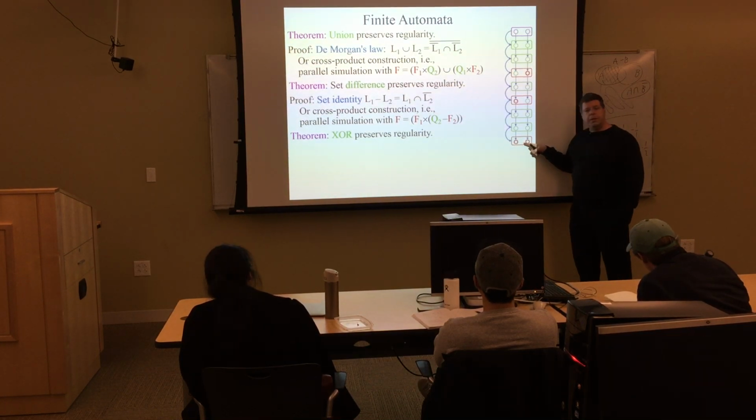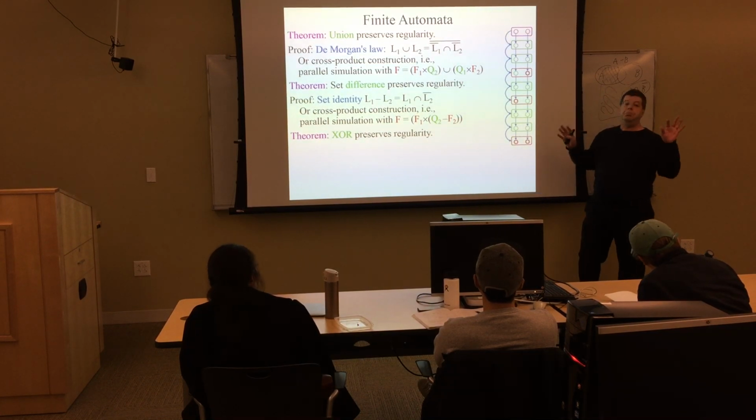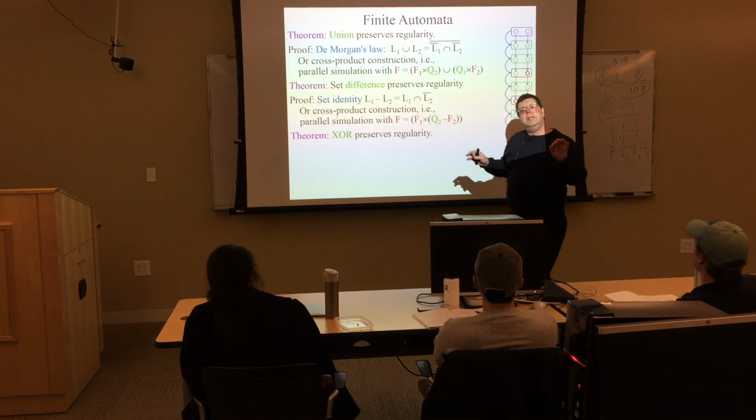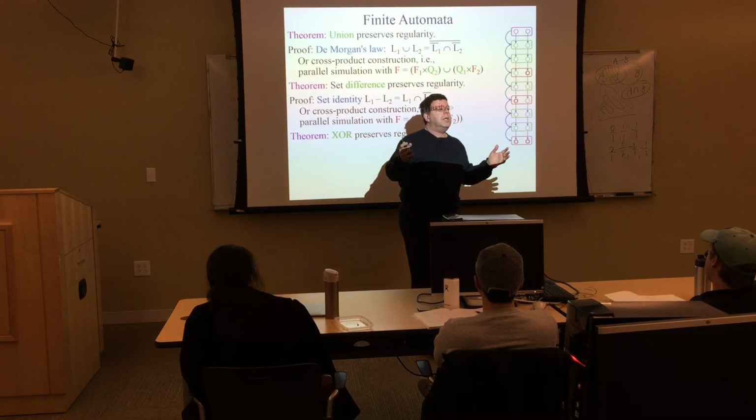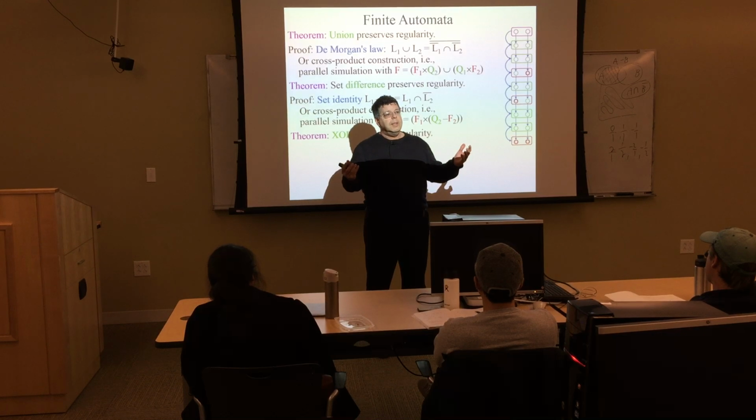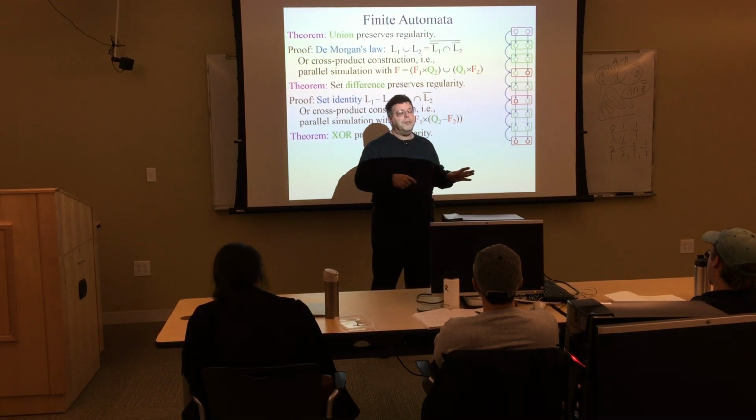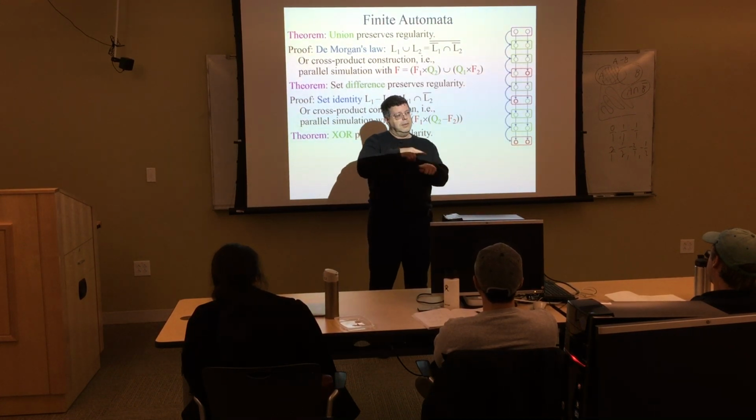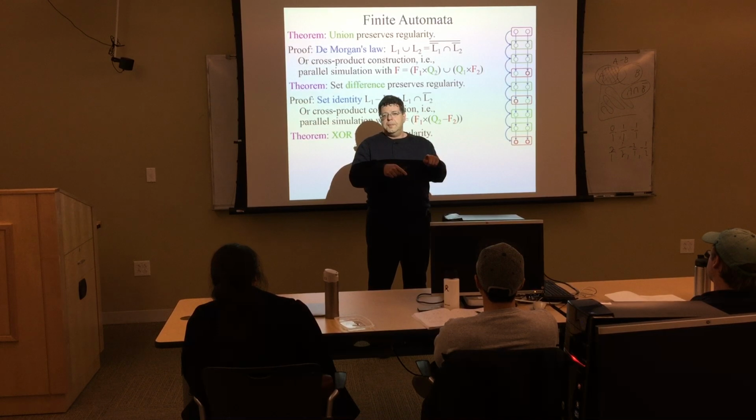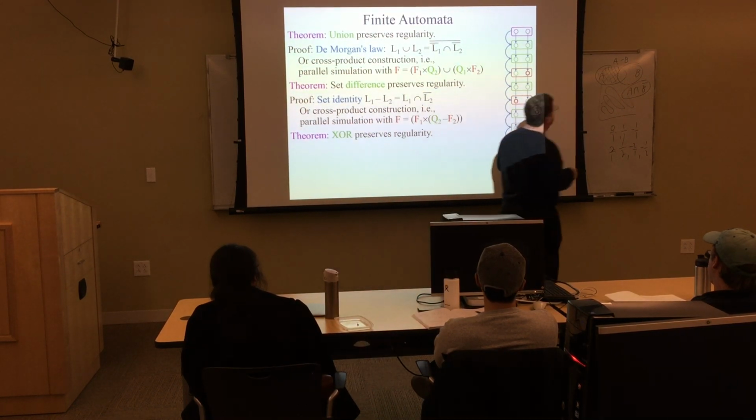XOR. Will this be a final state? Let me not be presumptuous. What is the XOR on two sets? Set 1 XOR set 2. What does that mean? Is it the difference? No, not quite the difference. It's the union minus intersection. It's the union minus the intersection, right?